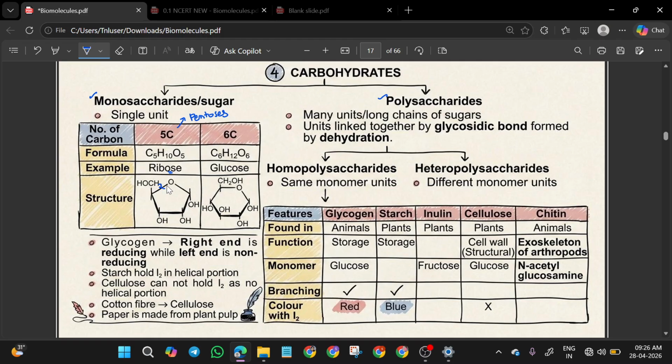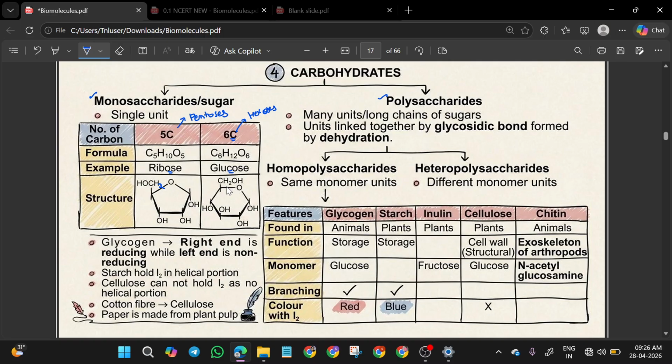This is CH2OH actually. Okay. So this is 6 carbons. This is hexoses. Among hexoses we have seen only one example, glucose, which is what is given in NCERT. But some extra examples we have seen, like fructose, galactose, and the remaining ones as well.